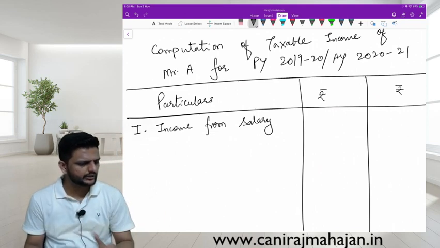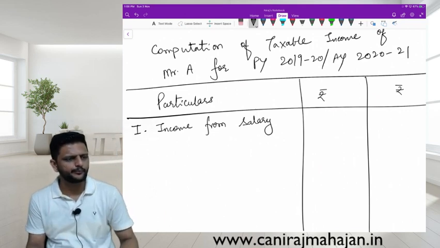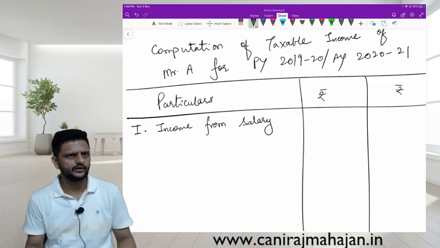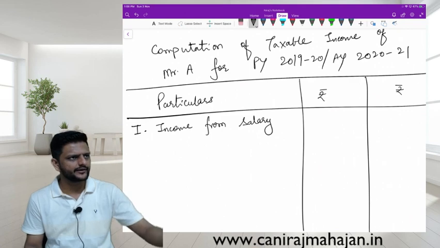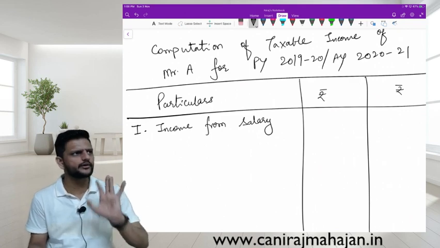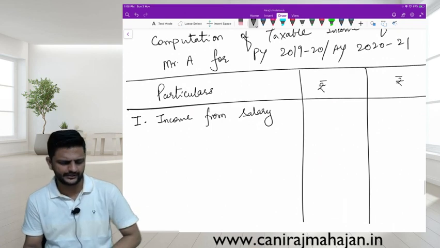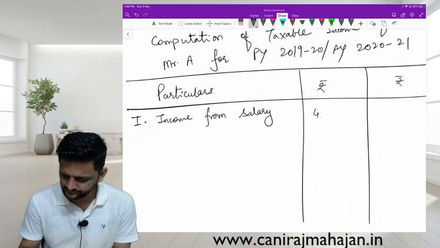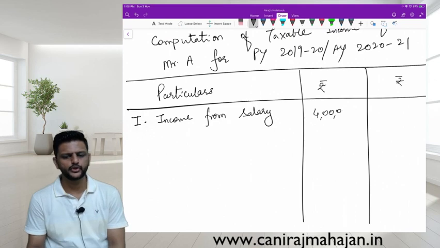In the entire chapter, you assume everything is computed figures. The final figure from the head of income. Now don't write salary and then again the standard deduction. We are not doing that. It is assumed that everything is the final figure of the head of income. How much is the salary income? 4 lakhs. Okay, what should we write?